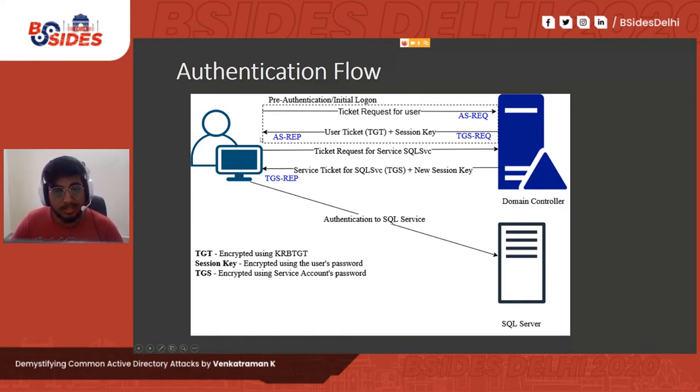Once the client gets these two things from the KDC, the user again sends a request for the SQL service to the KDC. Upon verification, the KDC provides the TGS response. This TGS response consists of two parts. One is the TGS ticket, which is encrypted using the service account's password, and the other is a new session key, which is always encrypted using the user's password. With these two, the user can access the SQL service. The user sends the TGS ticket, decryption takes place, and the authenticity of the ticket is verified. So let's move on to our first attack.